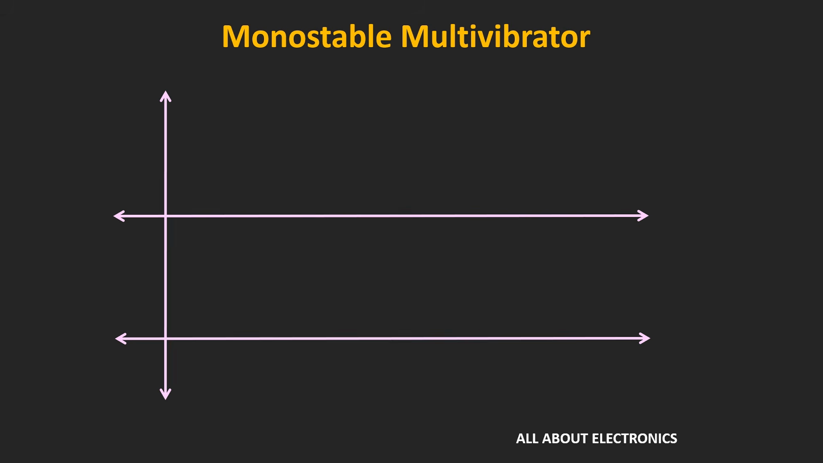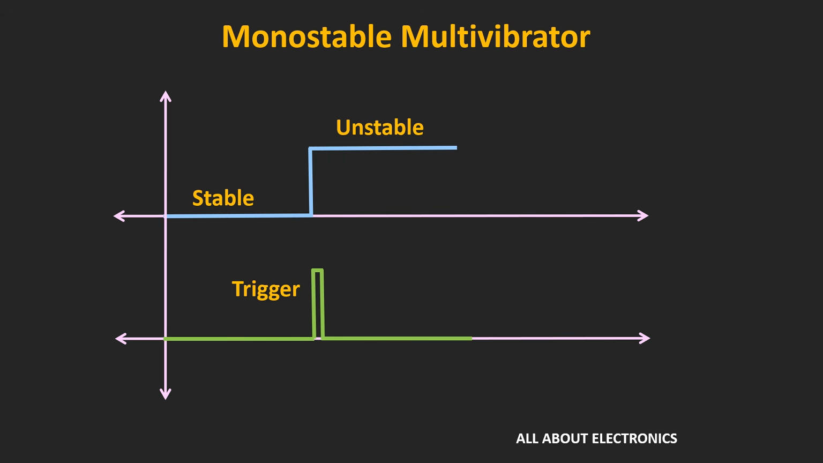Now in the earlier videos, we saw that this monostable multivibrator has only one stable state. So the output of this monostable multivibrator stays in a stable state, but whenever a trigger signal is applied, then momentarily the output goes into the unstable state. And after a certain time, it comes back into the stable state.